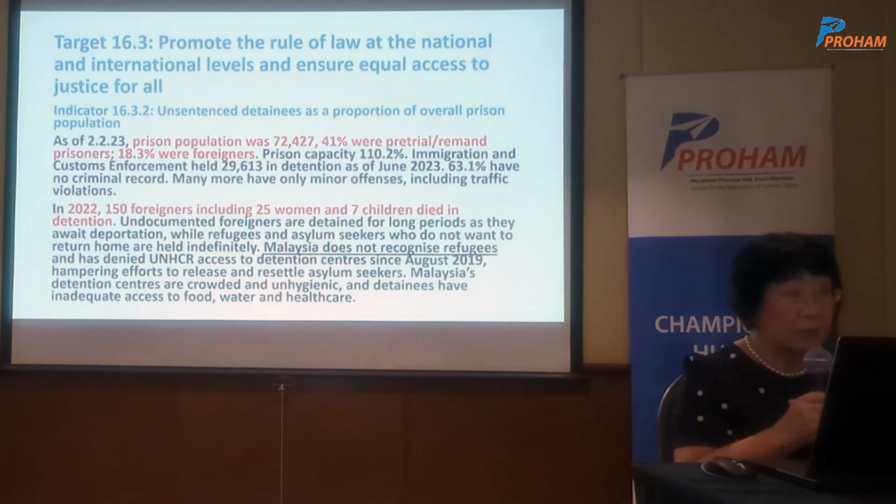And of which 18.3% were foreigners. And prison capacity is 110, which is really overcrowded. And the Immigration and Customs Enforcement held 29,000 in detention this year in June. 63% of which have no criminal record, and many more have only minor offences, including traffic violations. And in 2022, 150 foreigners, including 25 women and 7 children, died in detention.